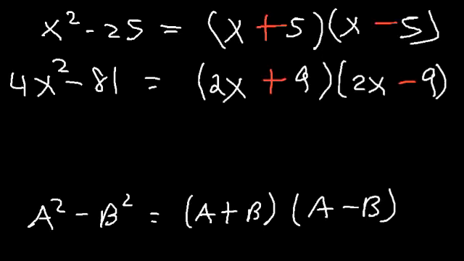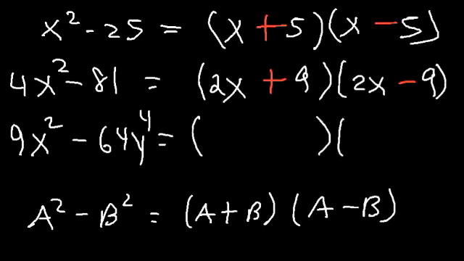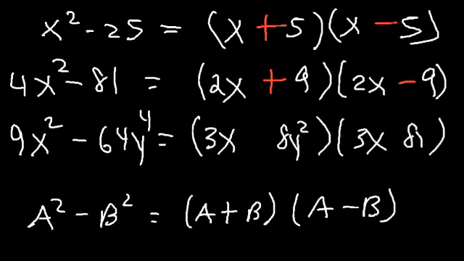Now, let's say you want to factor 9x squared minus 64y to the fourth. What's the square root of 9x squared? That's going to be 3x. And the square root of 64, we know it's 8. And the square root of y to the fourth, what you basically do is take the exponent and divide it by 2. So it's going to be y squared. So it's going to be 8y squared. And on one side it's going to be positive and the other side is negative. So that's how you can factor using the difference of perfect squares method.